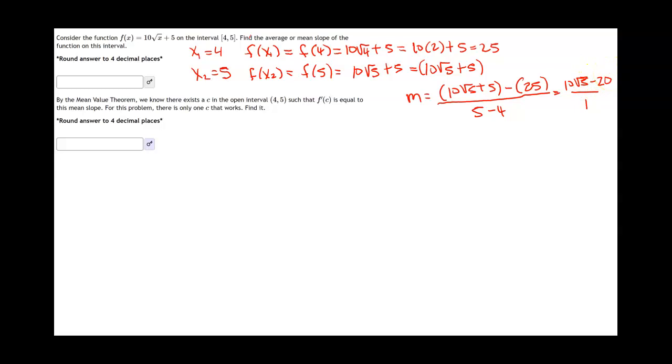And if you put 10 radical 5 minus 20 into a calculator, this is going to give you 2.360679. However, I think my Open Math wants us to round to 4 decimals, so this is going to be 2.3607.